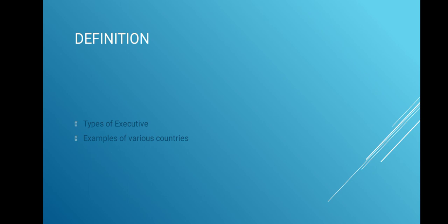Now we take the example of Russia. Russia also has a semi-presidential system where the president is the head of the state and the prime minister, who is appointed by the president, is the head of government. One more example is Germany. Germany has a parliamentary system in which the president is the ceremonial head of the state and the chancellor is the head of government.